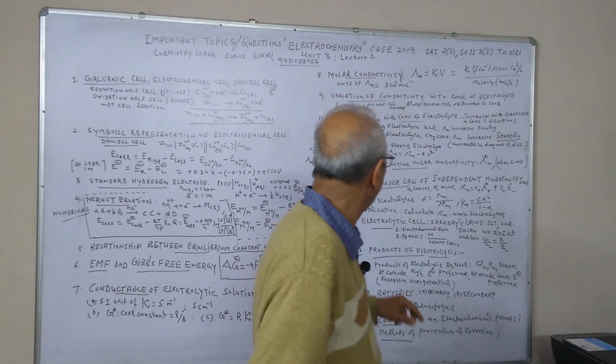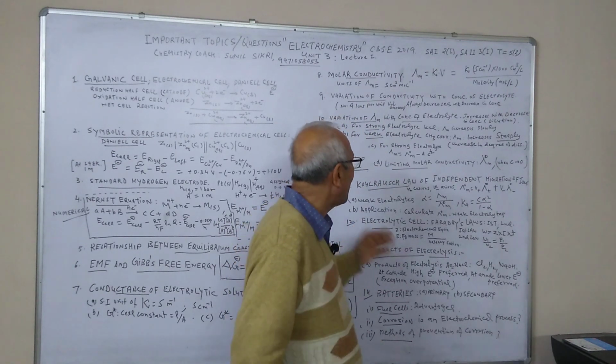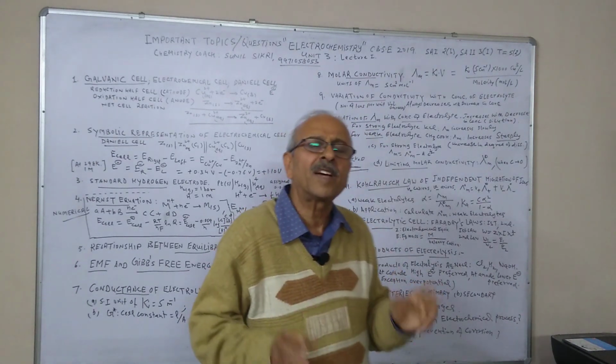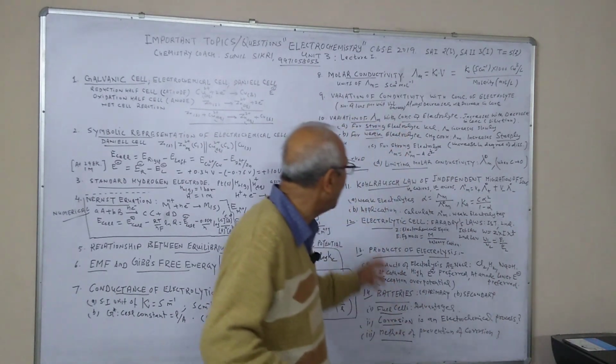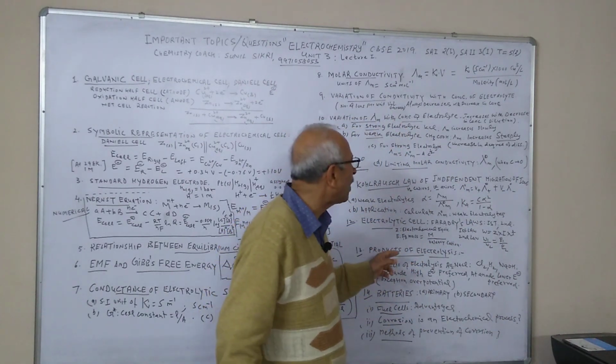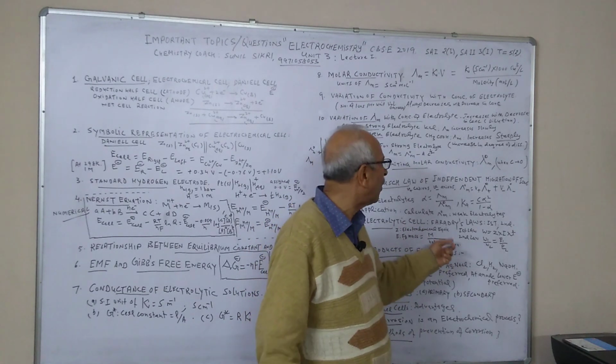Now I am coming to the electrolytic cell. When we apply external current, chemical reactions take place. This was studied by Faraday, and you know that Faraday has given two laws. The amount of the substance deposited at the electrode is directly proportional to the quantity of charge passed.